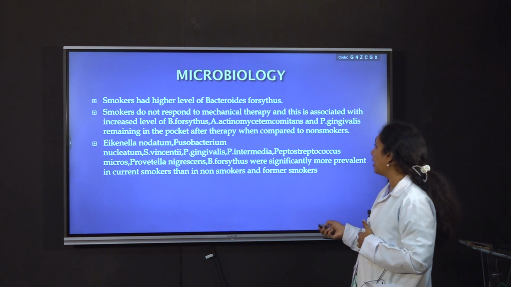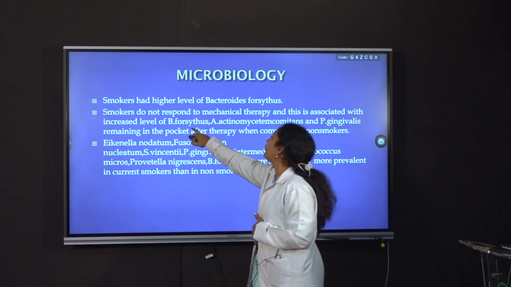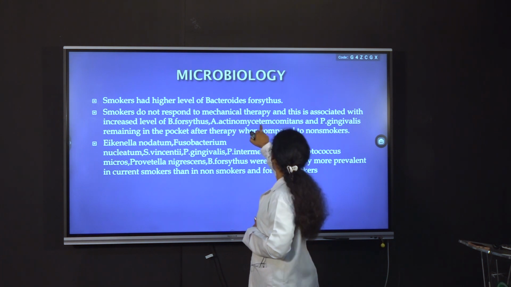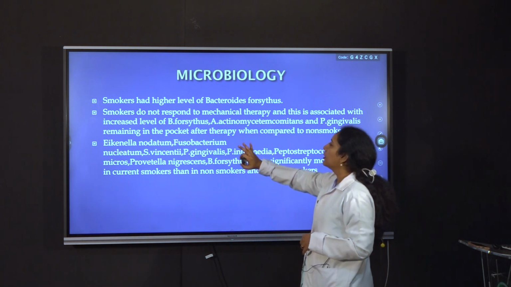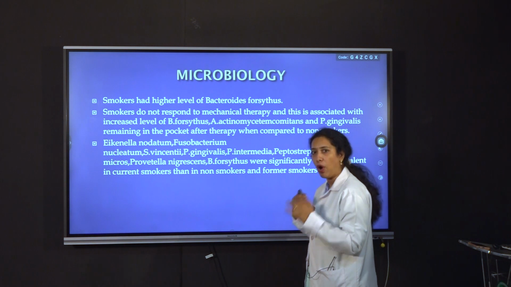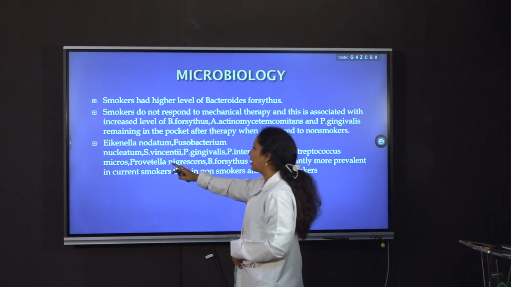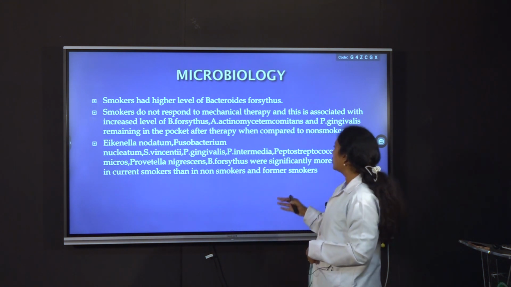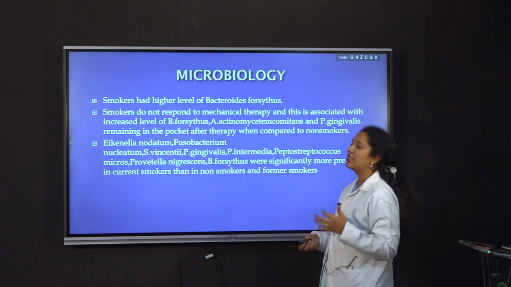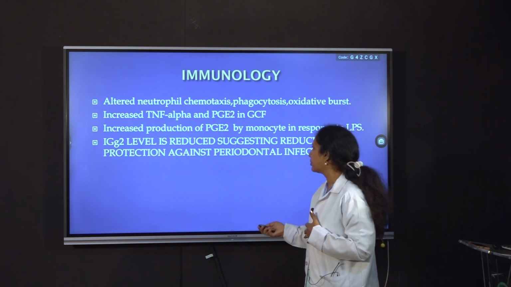So what are the bacteria which increase? Aggregatibacter actinomycetemcomitans and P. gingivalis are all the time present in the pocket, though we repeatedly treat them. Eikenella corrodens and Fusobacterium nucleatum and all other pathogens are also increased and more prevalent in smokers compared to non-smokers.